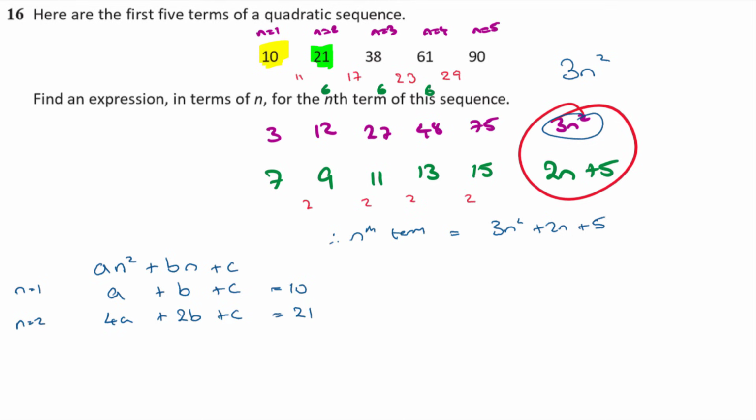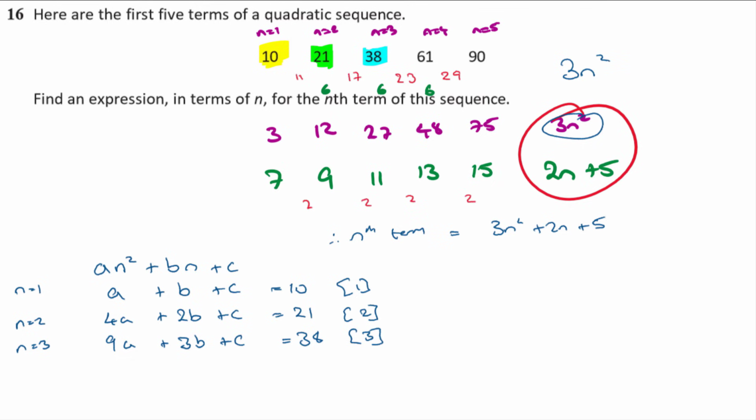Okay, and then when n is 3, n squared is 9, so that would be 9a plus 3b plus c, and that is equal to our third term, which is 38. So what we're doing is forming 3 simultaneous equations in a, b, and c, which we can then go on and solve simultaneously.